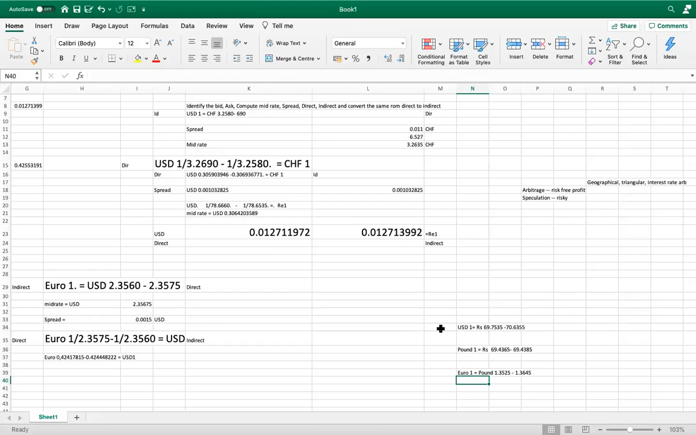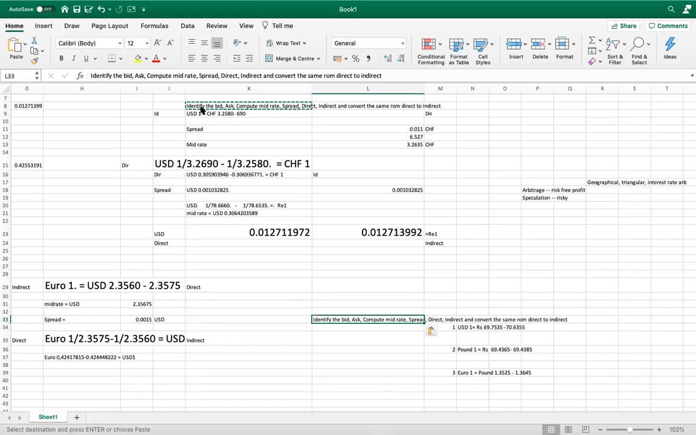So I've given you 3 problems here. So try them for homework. Identify, bid, ask, direct, indirect, and then convert them. Any doubts so far? No. So shall we wind up for the day?